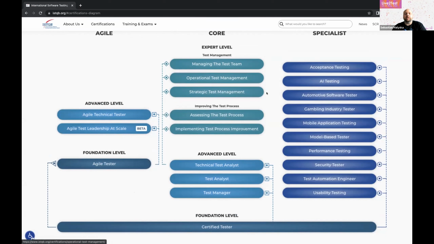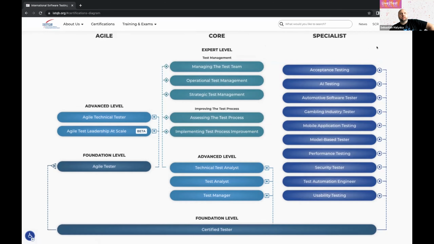But what is better presented is the expert level, because the expert level was always such that for ITP, improving the test process, it was two exams, and for the test manager, it was three exams. Previously it was presented as a single one, and that was causing a lot of confusion. And we see a very strong specialist stream, which is described as a stream for special contexts, special industries, special techniques or devices, which is very important.